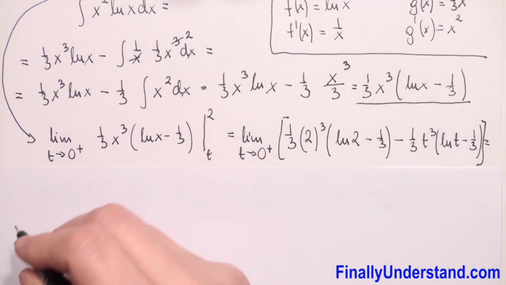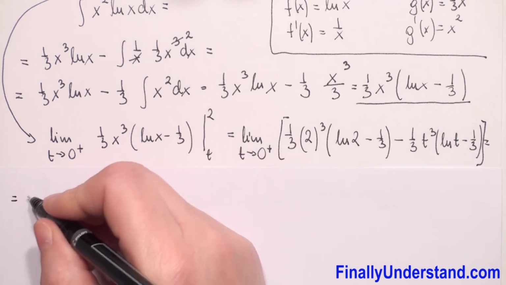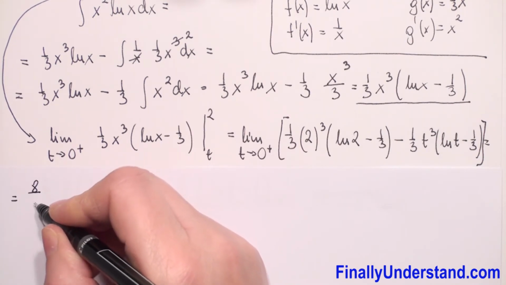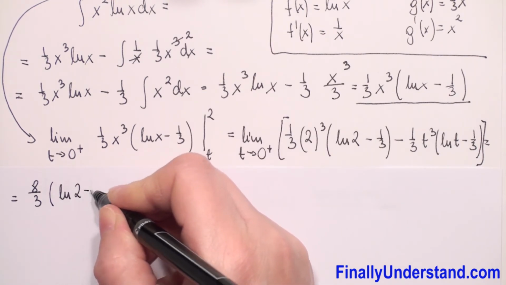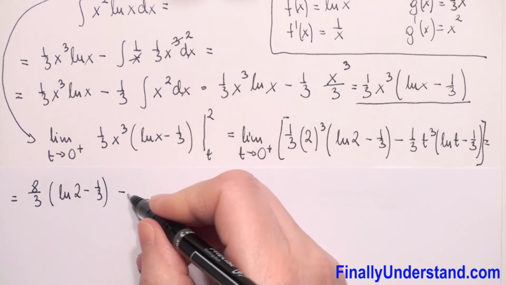So let me rewrite that this is equal 1/3 times 2 to third power is 8/3, and we have natural logarithm of 2 minus 1/3. And we have to subtract the limit.